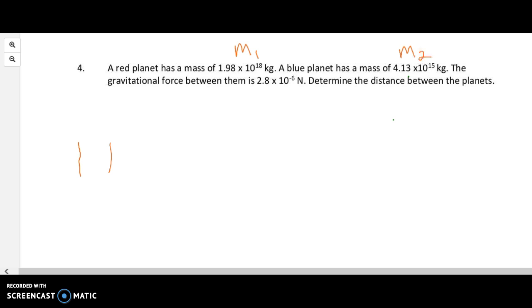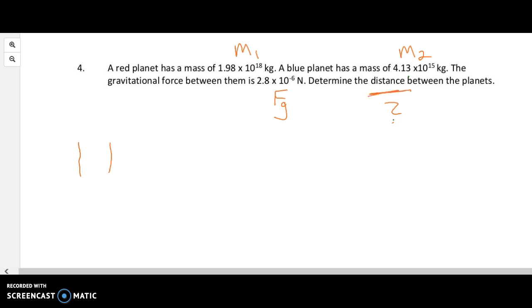All right, and then down here we have the gravitational force. They tell you it's a force. It's in Newtons, so we would know anyways. That is my force. In this case, it's the force due to gravity. And we are trying to determine the distance. This is my unknown. I'm trying to find that distance between the planets.